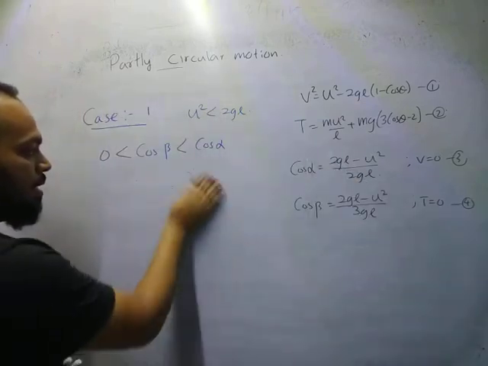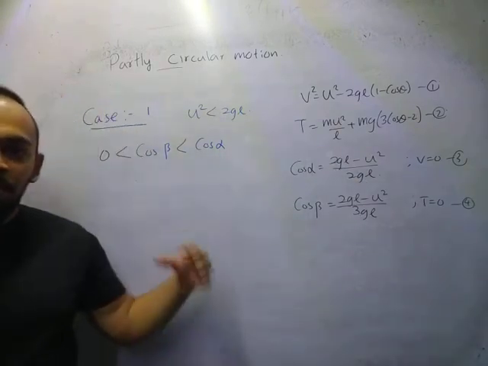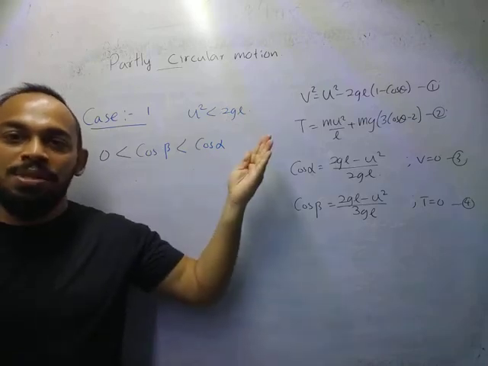Now cos theta is strange, which cos theta starts from 1 and goes to 0.